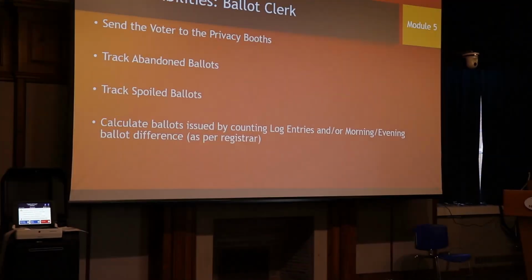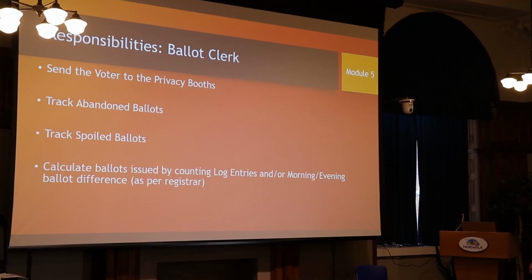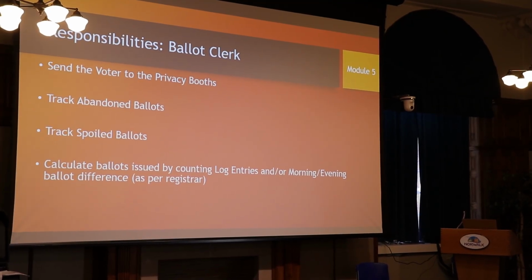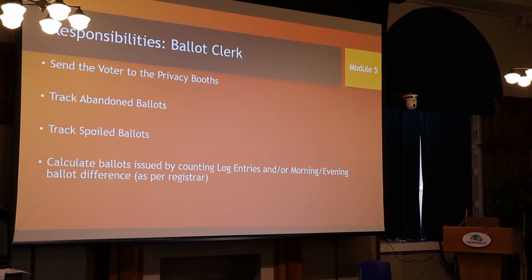Once we've issued them a ballot, we send them to the privacy booths. We track abandoned ballots. We talked about that. We track spoiled ballots. And then we can calculate how many ballots we've issued either through the difference from the morning to the evening, or using the affidavit cards, or a combination of both. And I guess that's pretty much it.